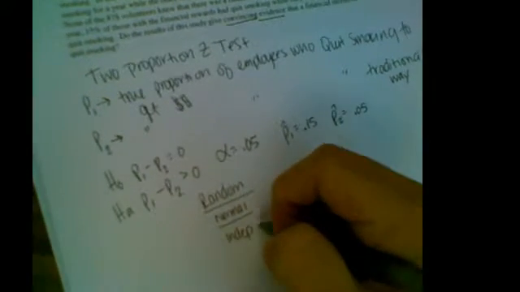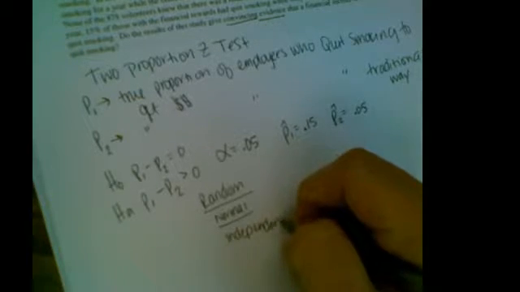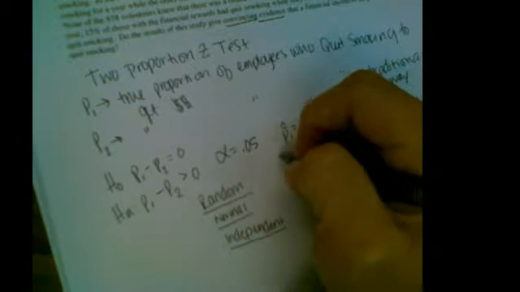Okay, so next let's choose our conditions. Okay, we have money and we have traditional.